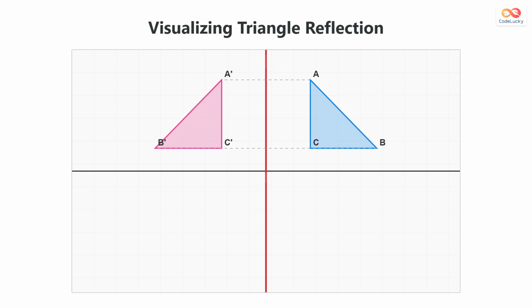Visually, the result looks like this. The blue triangle is our original shape. The pink triangle is the reflection. You can see it has been flipped horizontally over the red y-axis. It looks like a mirror image.